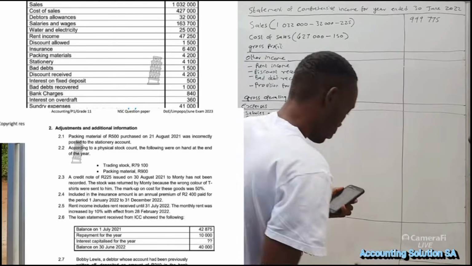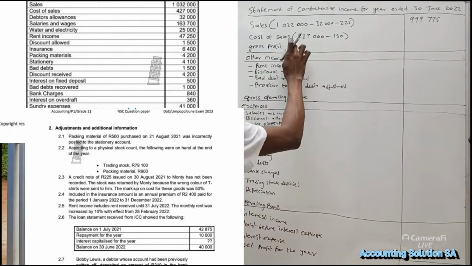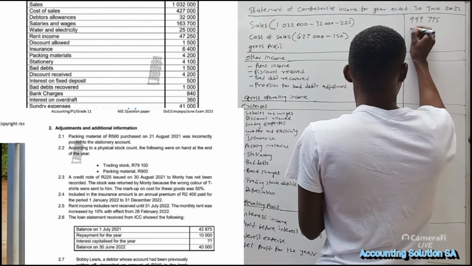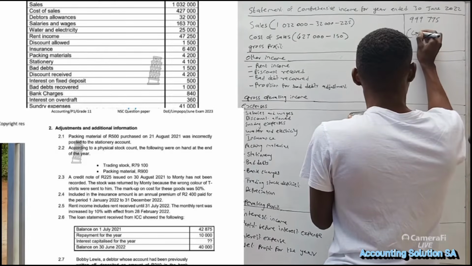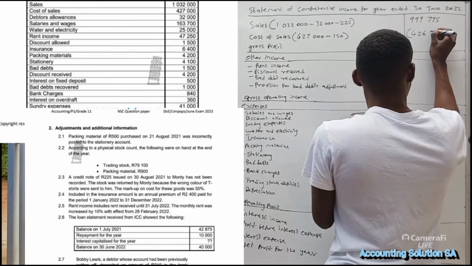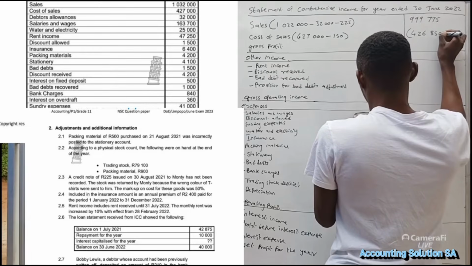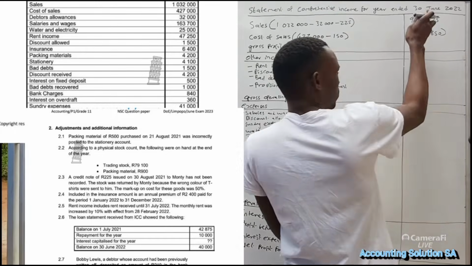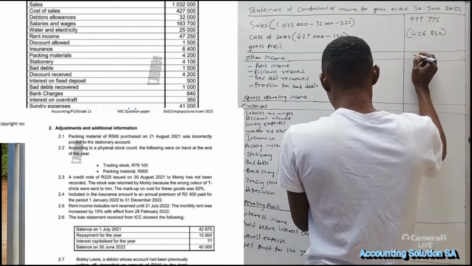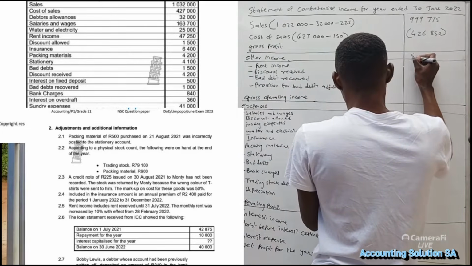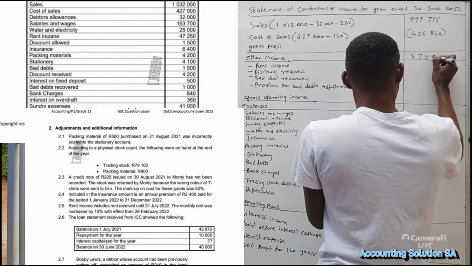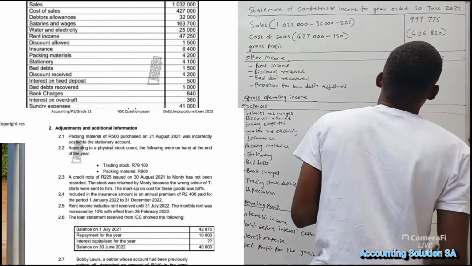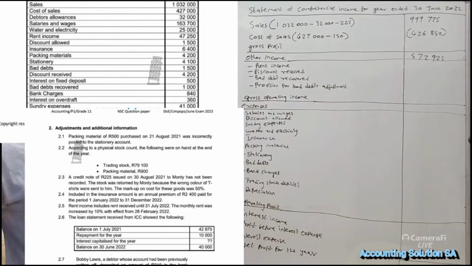Okay, now our cost of sales, we can calculate it and get the total. Remember, cost of sales is always in the bracket. It's 426,850. Then after that, you just subtract these two and you're going to get a gross profit of 572,925. All right, so we are done with the first part.